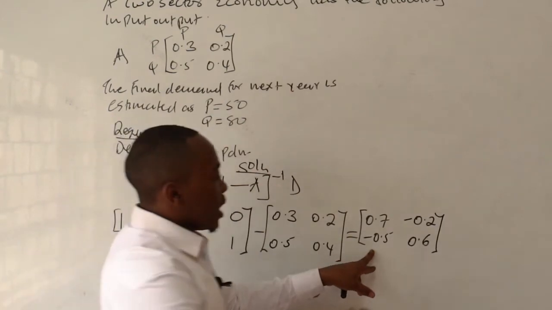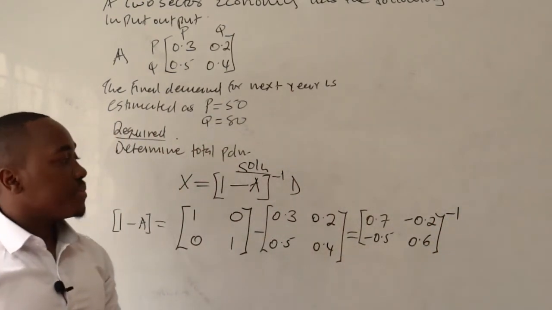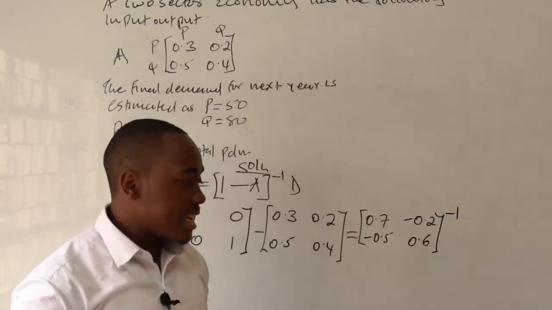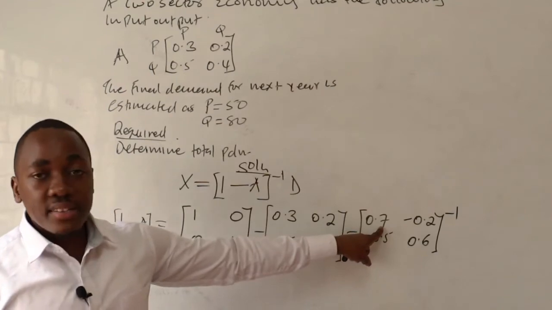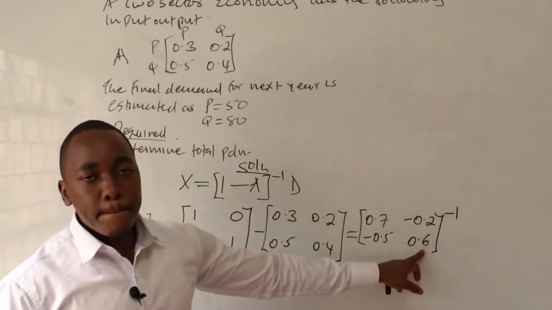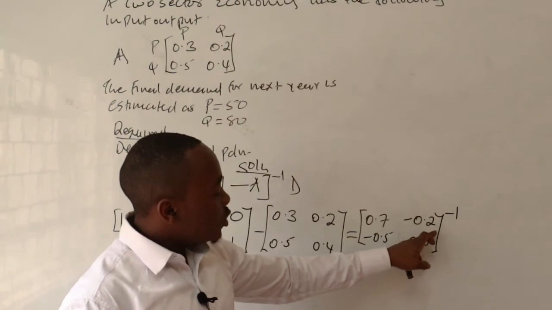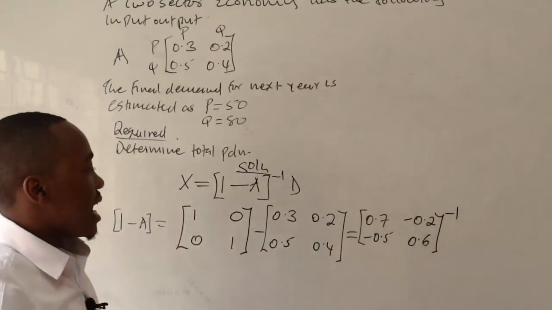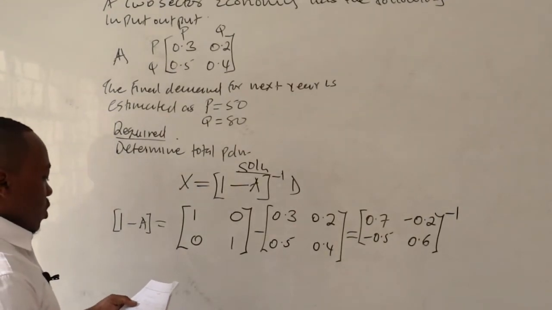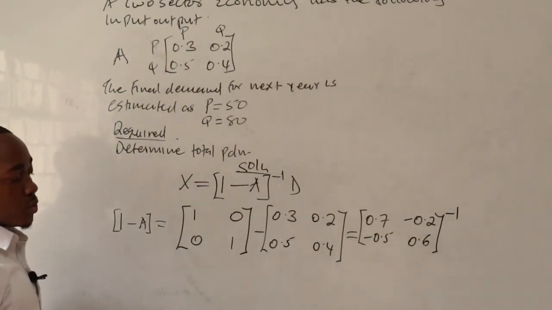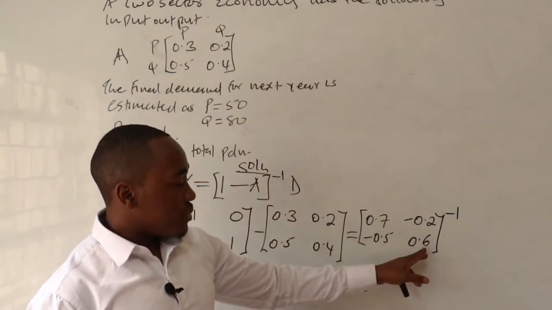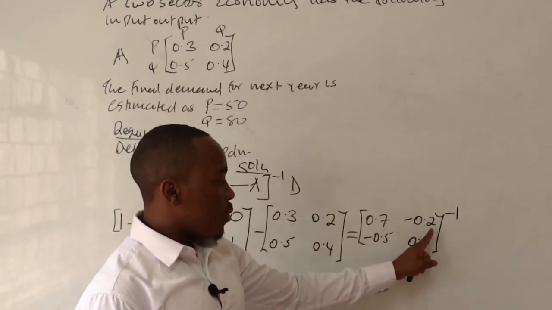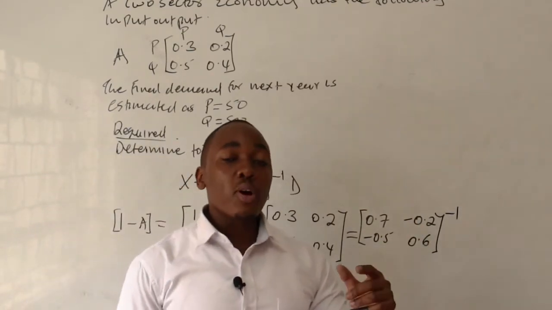So what you have gotten here, we get the inverse. How do we get an inverse? Step number 1, you have to determine the determinant. How do we get the determinant? In this case, you take 0.7 times 0.6 minus negative 0.2 times 0.5. That's how you get the determinant. And in that case, you'll get a determinant of 0.32. So if you take 0.7 times 0.6 minus negative 0.5 times negative 0.2, you get a determinant of 0.32.